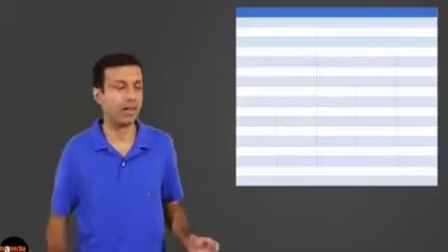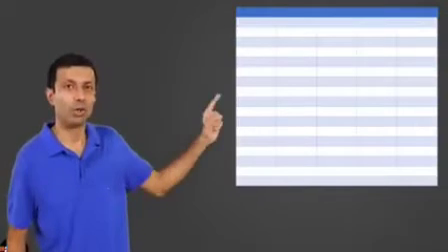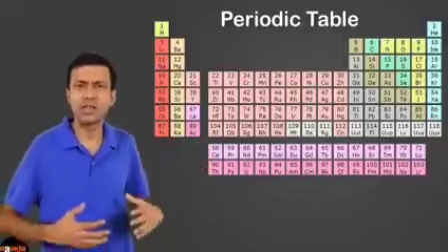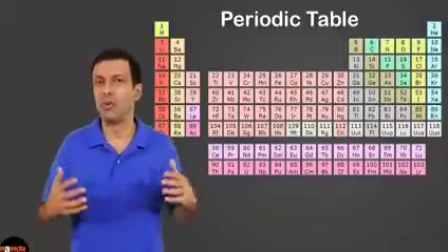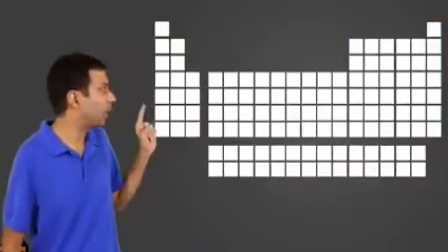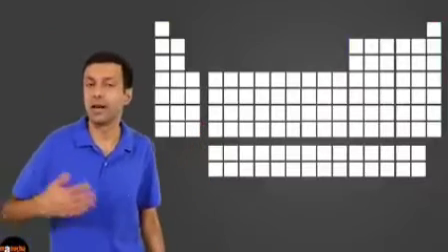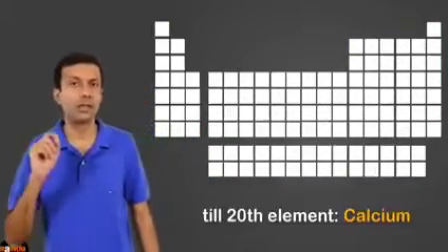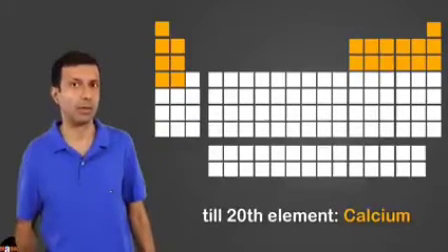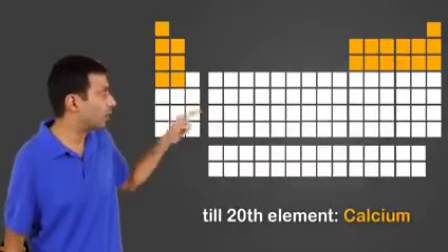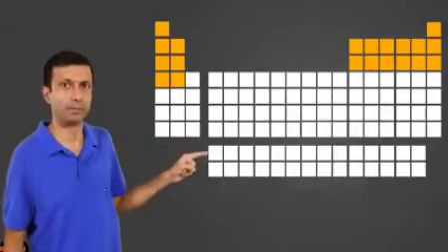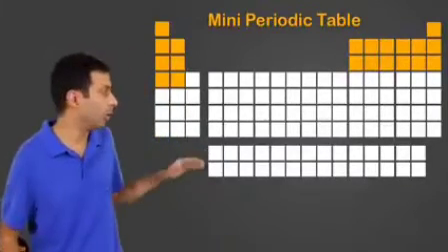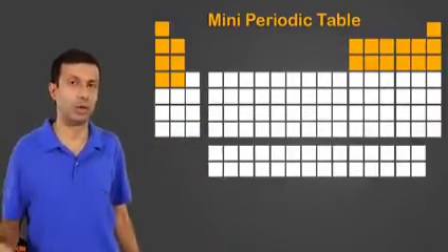Normally, when you draw a table, it looks something like this, with rows and columns. But if you take a look at our periodic table, it has a strange shape, and we are going to see why. As I said, we'll start with a blank table and fill it up as we go along. Since our focus is only till the 20th element, which is calcium, we'll be looking only at the first 4 rows of the periodic table. Let's call this our mini periodic table. We'll talk about the lower rows later on in this video.